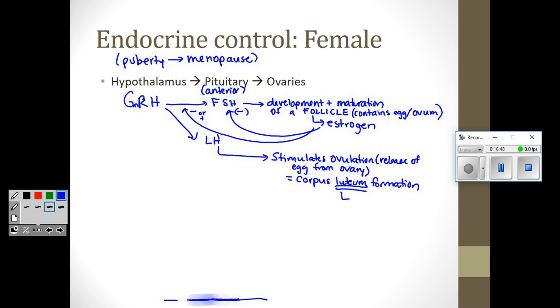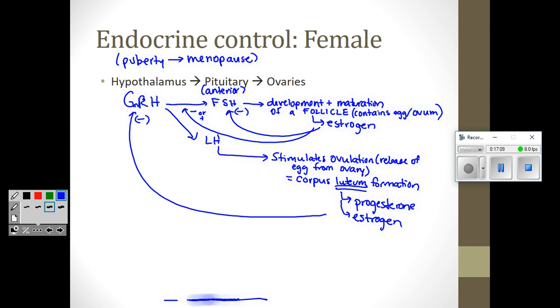The corpus luteum produces a hormone called progesterone, as well as estrogen. Progesterone and estrogen can both have negative feedback at this point. Now, progesterone has its main effects in the uterus, and we'll talk about that in a bit more detail on the next couple of slides.